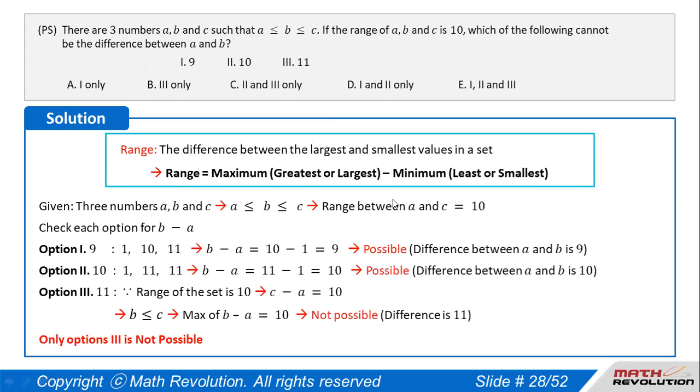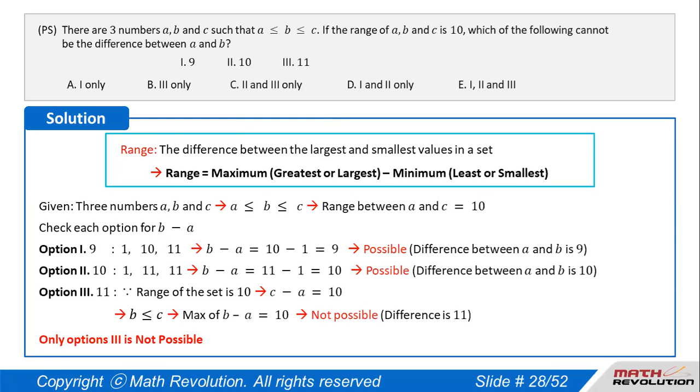We have been given three numbers. We are checking the options for the difference between A and B. B being higher, I have to find the difference of B minus A. So option number one, if B minus A is 9, then my numbers could be 1, 10, and 11. So 10 minus 1 becomes 9, and the range is still 1 and 11, so that happens to be 10. So this is possible.